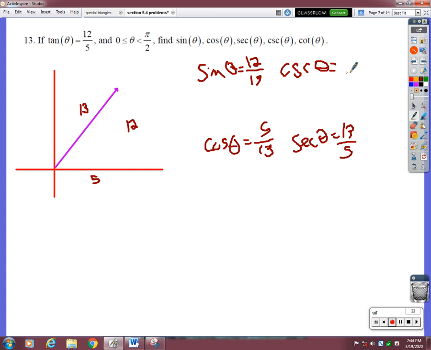Cosecant is the inverse of sine. That is 13 over 12. And then that leaves us with our old friend cotangent, which is the inverse of tangent, so that would be 5 over 12. All right, that wraps it up.